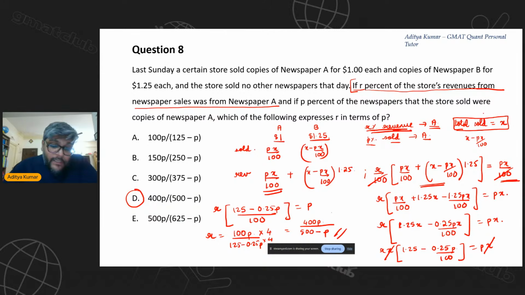If you're working with a question in a conventional process, it is important for you to collate the information and to put the right variables. You need to ask yourself, what did I require for the revenue? I needed the newspapers sold. Have they given me that? No, they just told me P% of the newspapers sold were A. So I have to define what the newspapers sold was. So I took the total sold as X and I worked with it. Make sense?